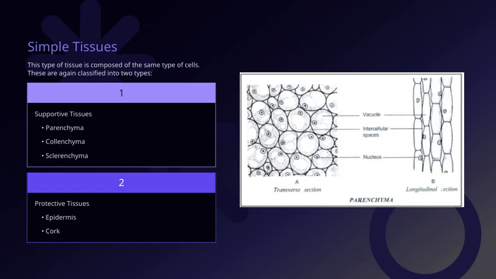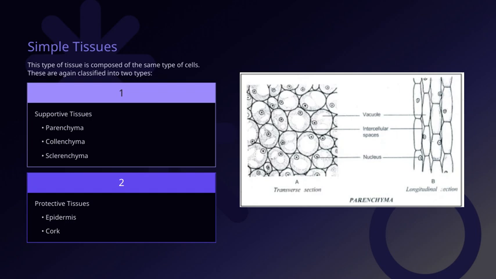These tissues are fundamental because they perform specific functions efficiently. Simple tissues are mainly classified into two categories: supportive tissues and protective tissues. Supportive tissues, such as parenchyma, collenchyma, and sclerenchyma, provide structural support and help maintain the form of the plant. Parenchyma cells are versatile, involved in storage and photosynthesis.